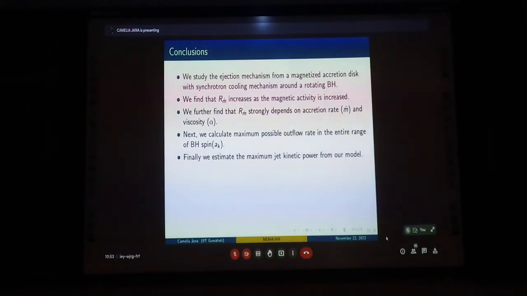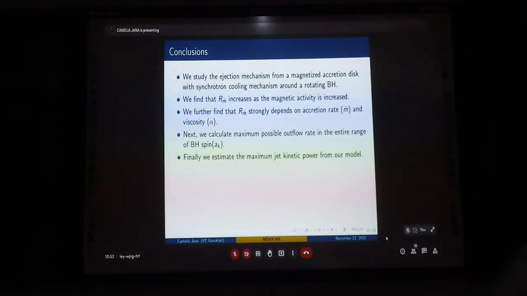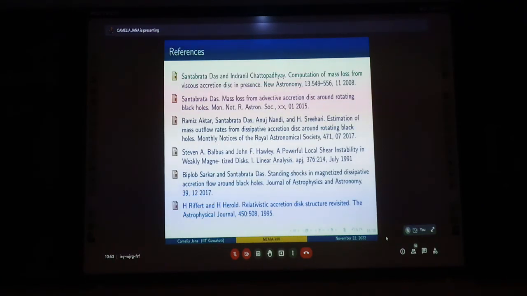Basically, here we have studied the ejection mechanism from a magnetized accretion disk with synchrotron cooling as the main cooling mechanism around a rotating black hole, and we find that if we increase the magnetic activity, our outflow rate increases. Also, the outflow rate strongly depends on the mass accretion rate and the viscosity. Next, we calculate the maximum possible outflow rate for the entire range of the black hole spin, and finally calculate the maximum jet kinetic power from our model. These are some references.